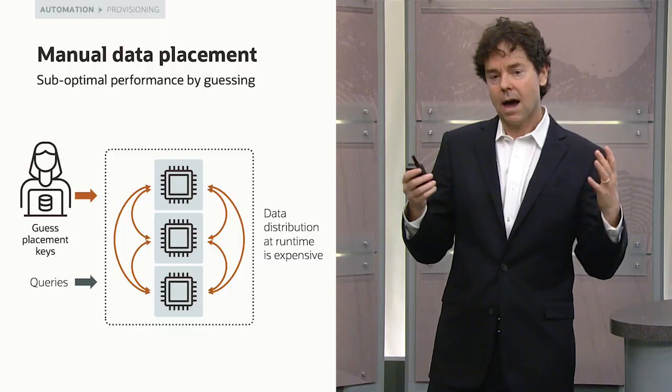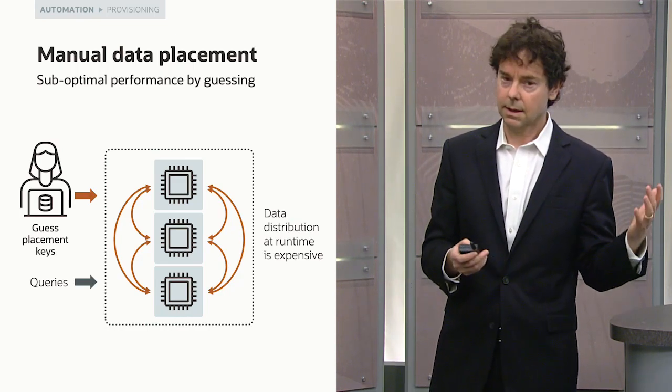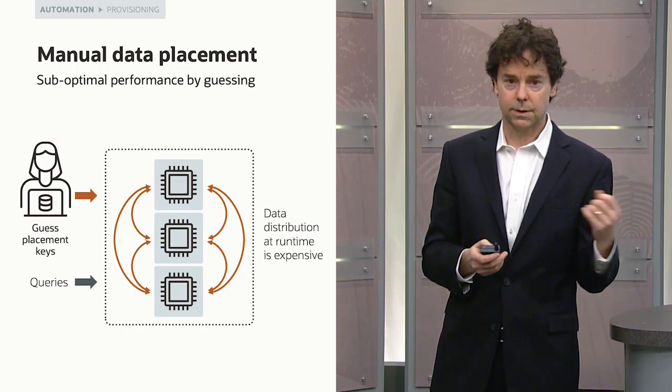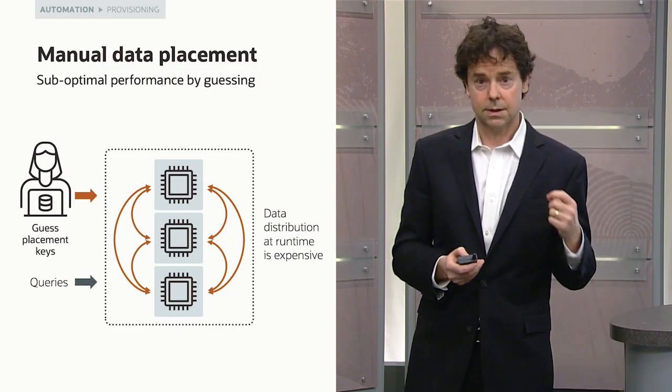Now, another choice you have to make when you're running in parallel databases, databases where the data is spread across multiple nodes for processing, is, okay, how am I going to partition the data? How am I going to arrange that data? Again, very important for performance. If you get this wrong, what would otherwise be a high performance database will be very slow.